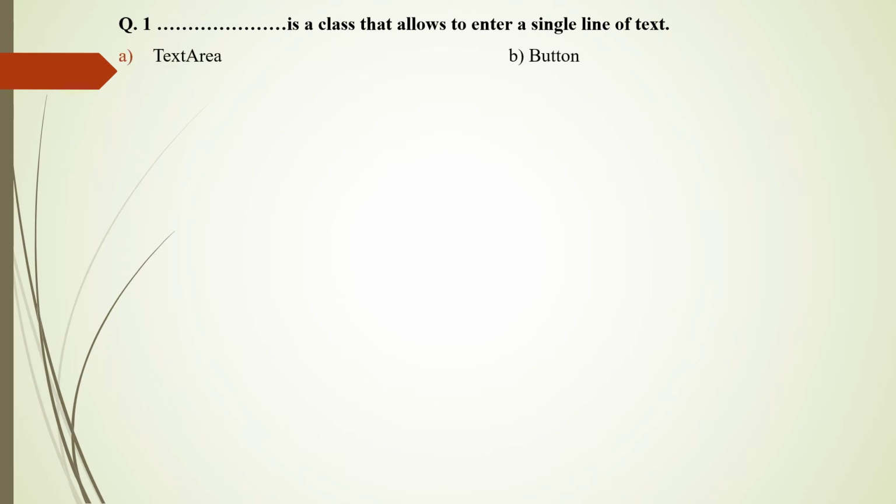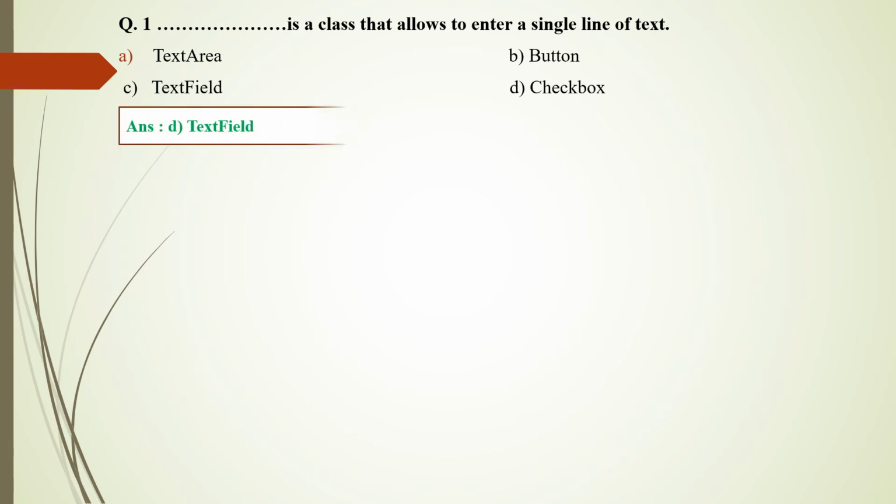Now we have some MCQs on text field and text component. First question is, dash dash is a class which allows to enter a single line of text. Options are TextArea, Button, TextField, Checkbox. So the answer of this question is TextField. TextField is the class which allows to enter a single line of text.